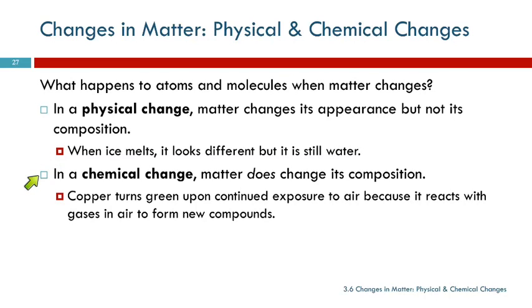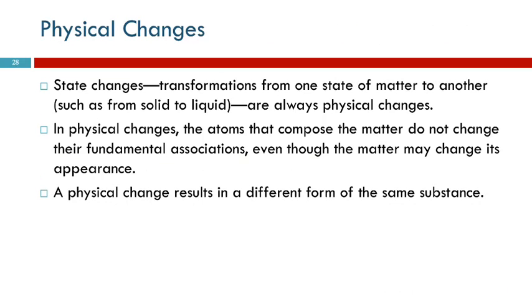In a chemical change, the matter does change composition. So copper turns green when it's exposed to the atmosphere. It reacts with gases in the air and moisture in the air to form new compounds. It's not pure copper anymore. Just like rusting would be a chemical change. The ability, or the susceptibility, of iron to rust is a chemical property. Actually doing the rusting is a chemical change. They're very closely tied together.